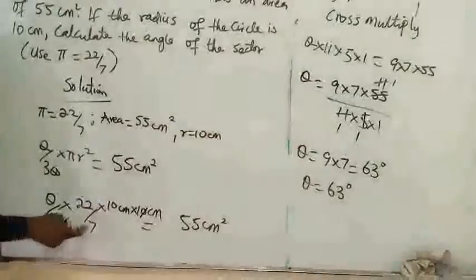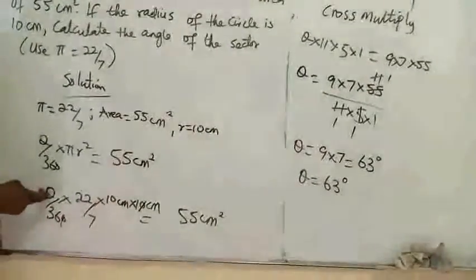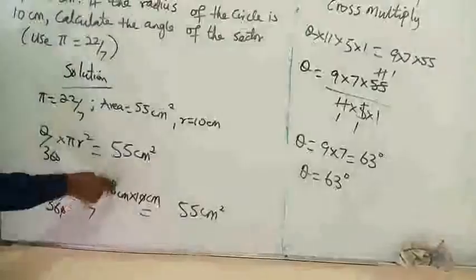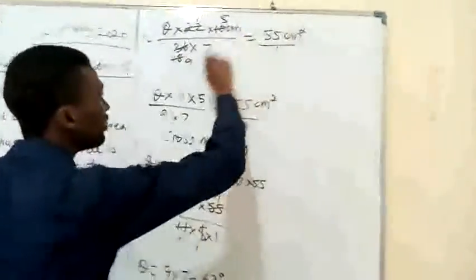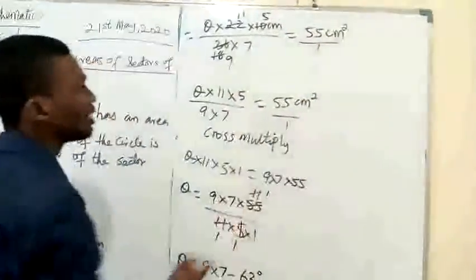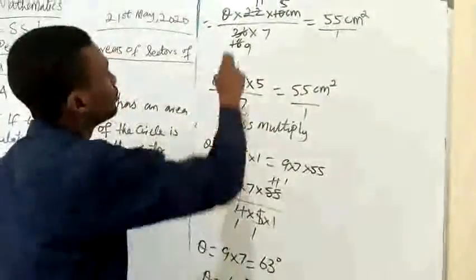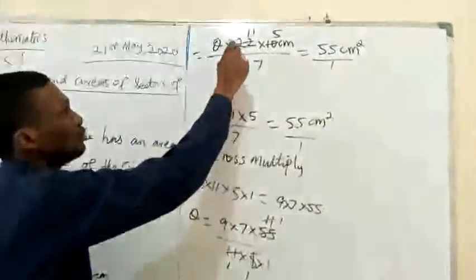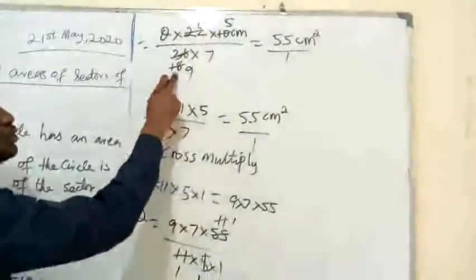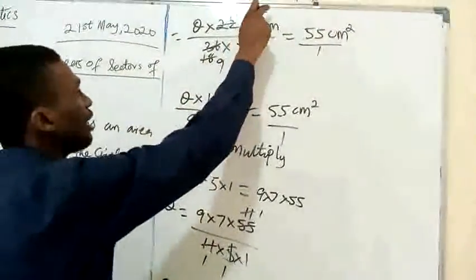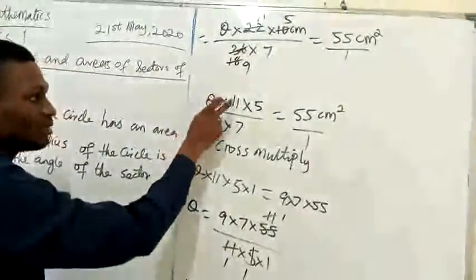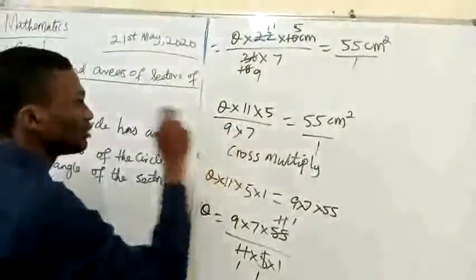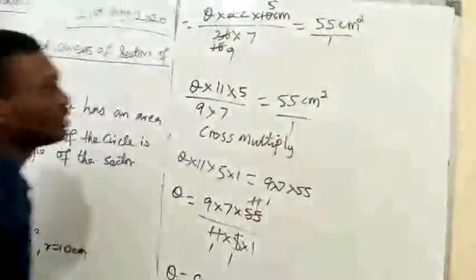Here we divide, 0 will cancel 0. We are left with theta times 22 times 10 all over 36 times 7, all equal to 55. You can write all over 1, it's still the same thing. 2 into 36 we have 18, 2 into 22 we have 11, 2 into 18 we have 9, 2 into 10 we have 5. So we are left with theta times 11 times 5 all over 9 times 7, all equal to 55 all over 1.